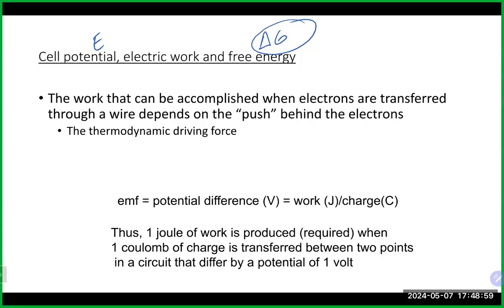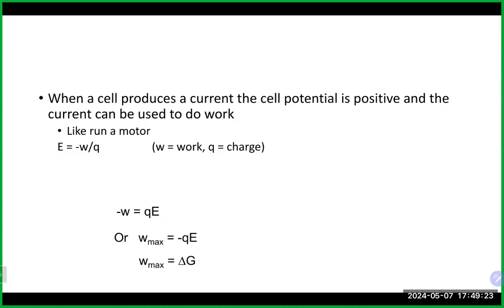difference is a volt, and a volt is basically equal to a joule over a coulomb. Again, a joule is a unit of energy, and a coulomb is a unit of charge. So 1 joule of work is required when 1 coulomb of charge is transferred between 2 points where you have 1 volt. And when a cell produces current, the cell potential is positive, and that current can be used to do some type of work.